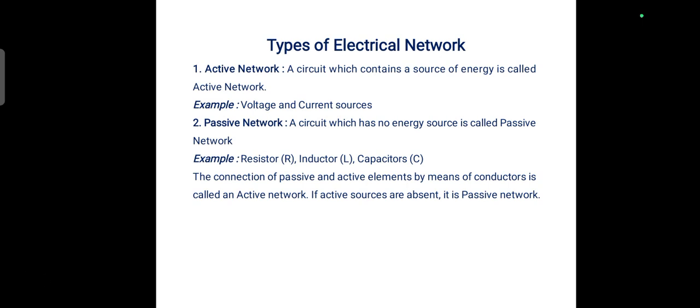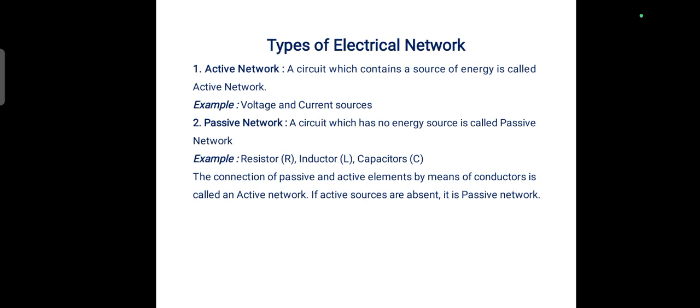The next type of network classification depends upon the elements connected in the network. That is, if the active elements are available in the network, it is called an active network. If only passive elements are there, it is called a passive network. As per the definition, a circuit which contains a source of energy is called an active network. That is, the source of energy is a voltage source or a current source.